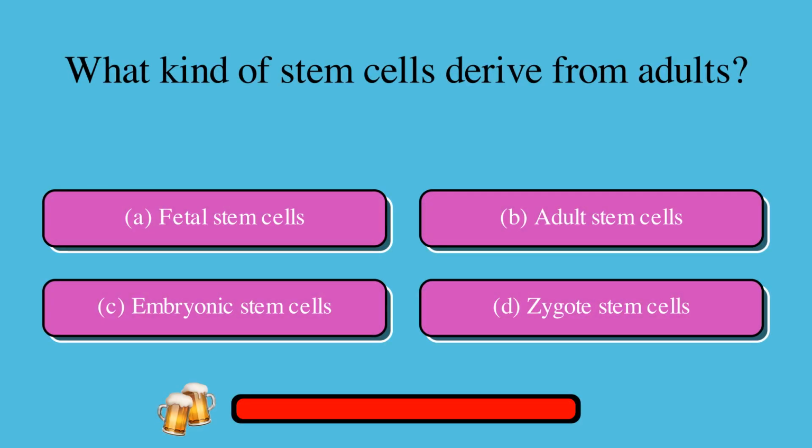What kind of stem cells derive from adults? A. Fetal stem cells, or B. Adult stem cells, or C. Embryonic stem cells, or D. Zygote stem cells? The correct answer is B. Adult stem cells.